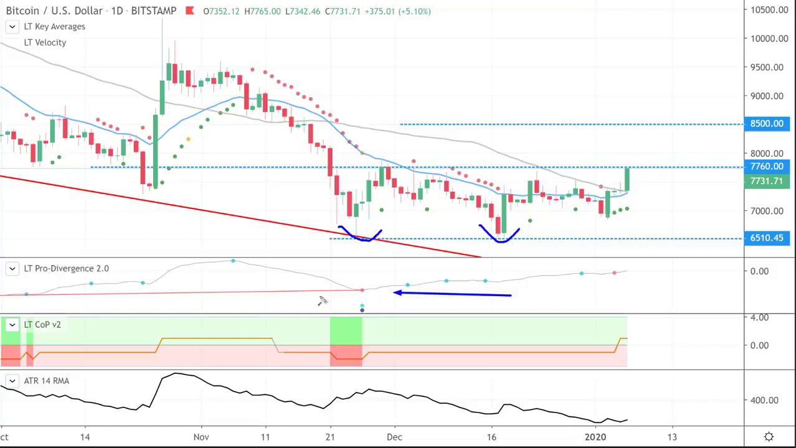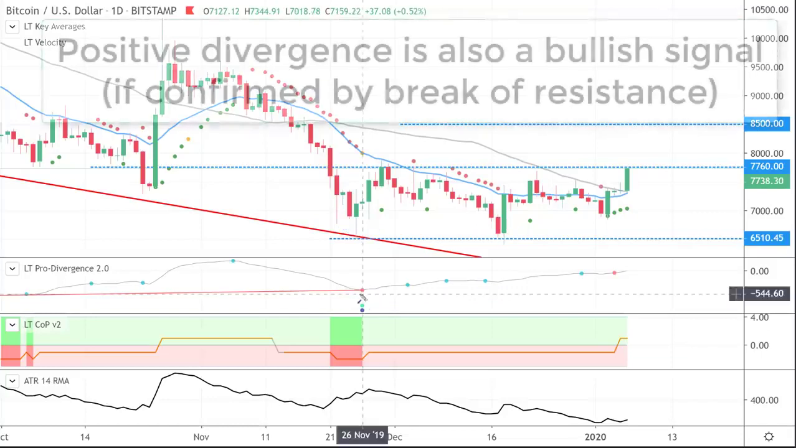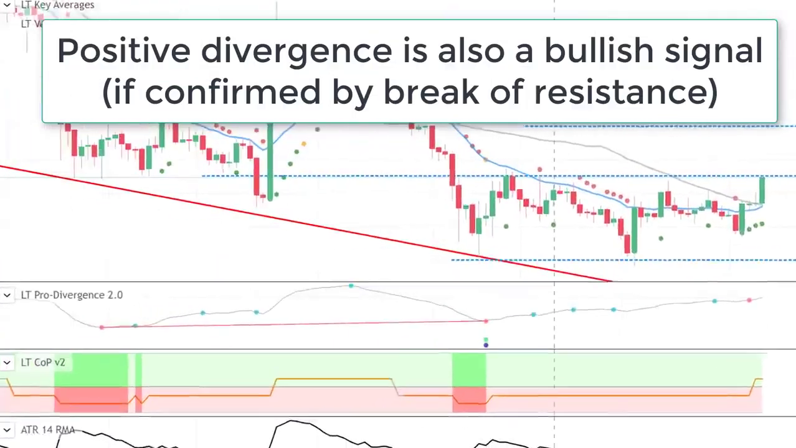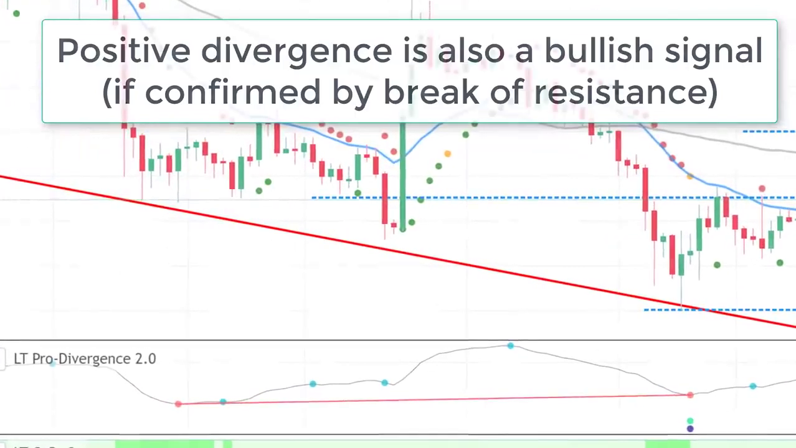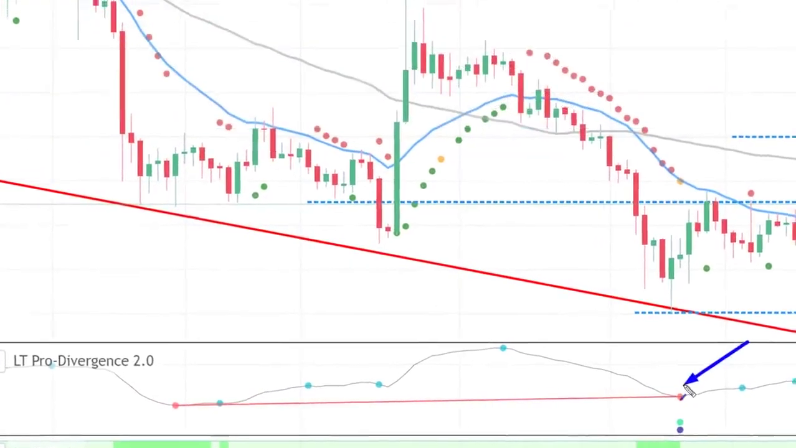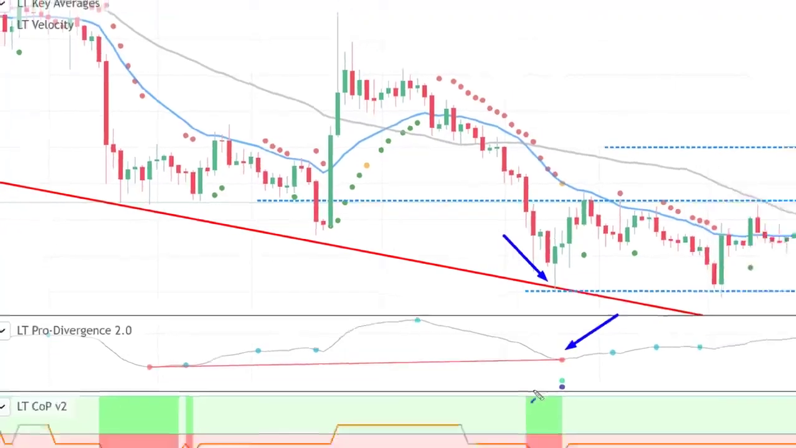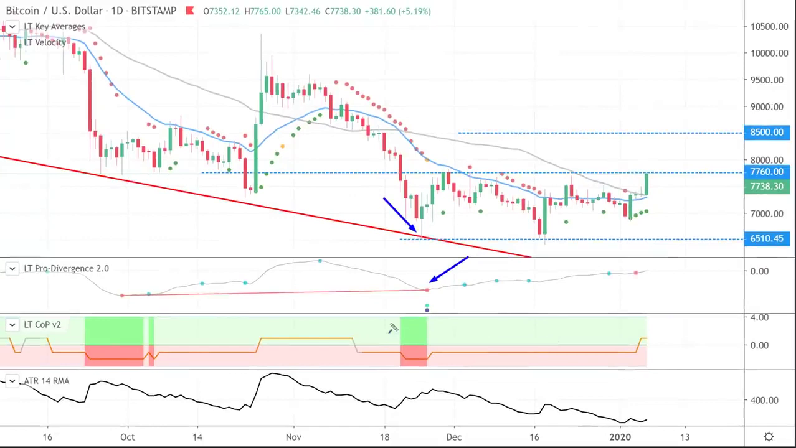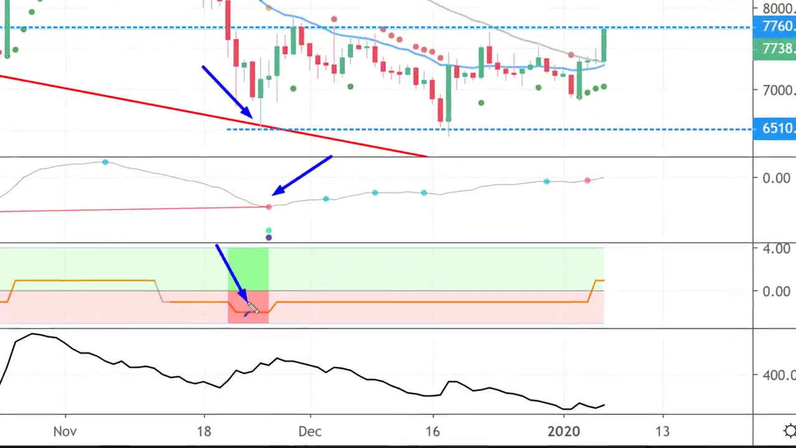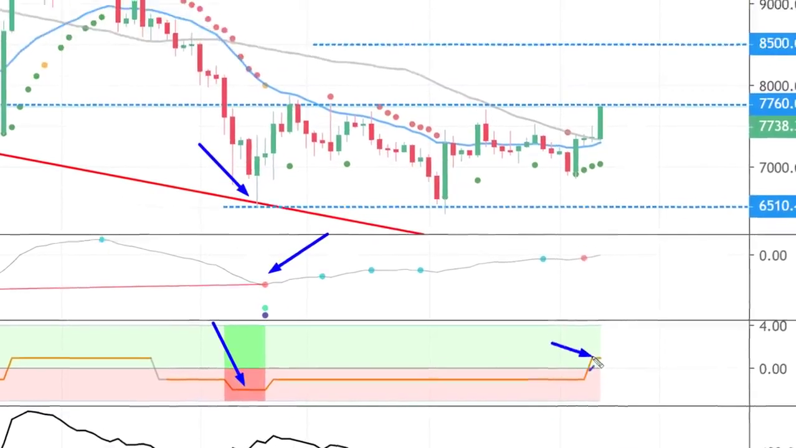divergence. So notice we have positive divergence on the chart. So we have, as you can see here on the chart, a positive divergence signal. So what does that mean? It means Bitcoin makes a lower low, but the momentum on the divergence makes a slightly higher low, causing a divergence, in this case a bullish divergence. We also have the cycle of power going from the shaded area of oversold, from red, now into the green zone.